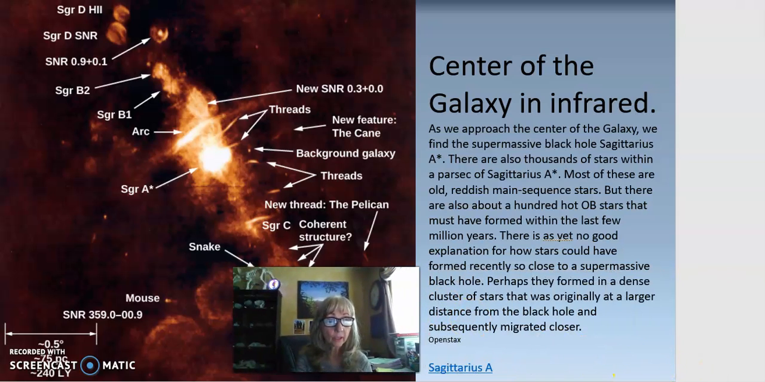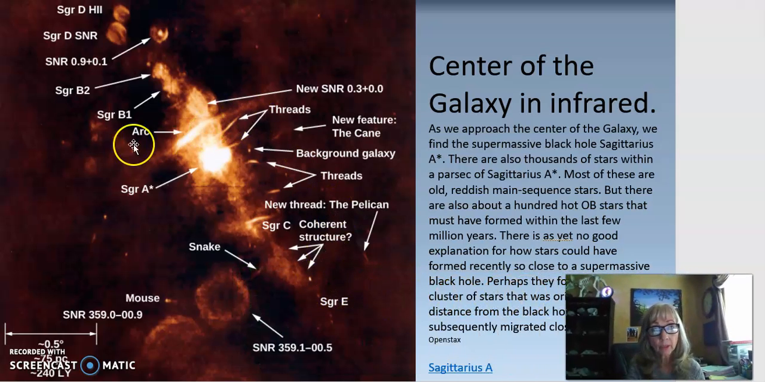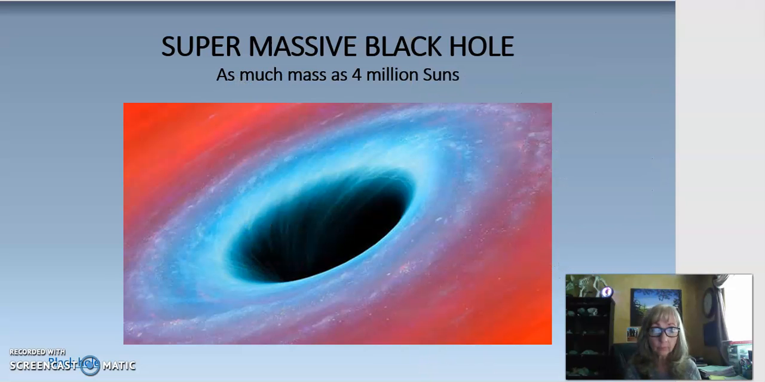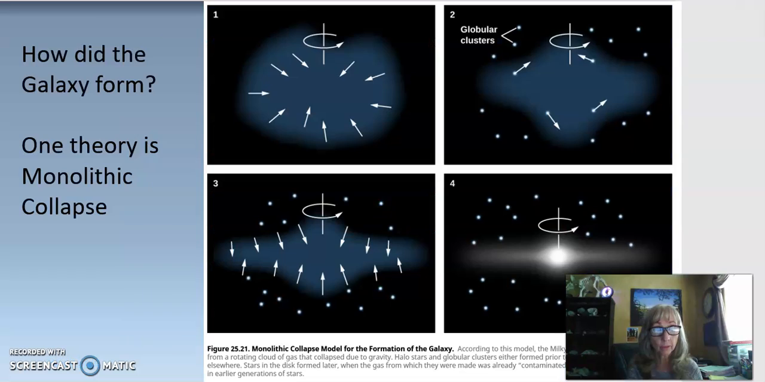Perhaps they formed in a dense cluster of stars that was originally at a larger distance from the black hole and subsequently migrated closer. So that's kind of amazing when you see all of what's going on in the center of our galaxy there. So as much as 4 million suns, and we can calculate that by the motion of the stars around the black hole, how fast they're orbiting. We can calculate how much gravity is being pulled, how much mass is within that black hole.